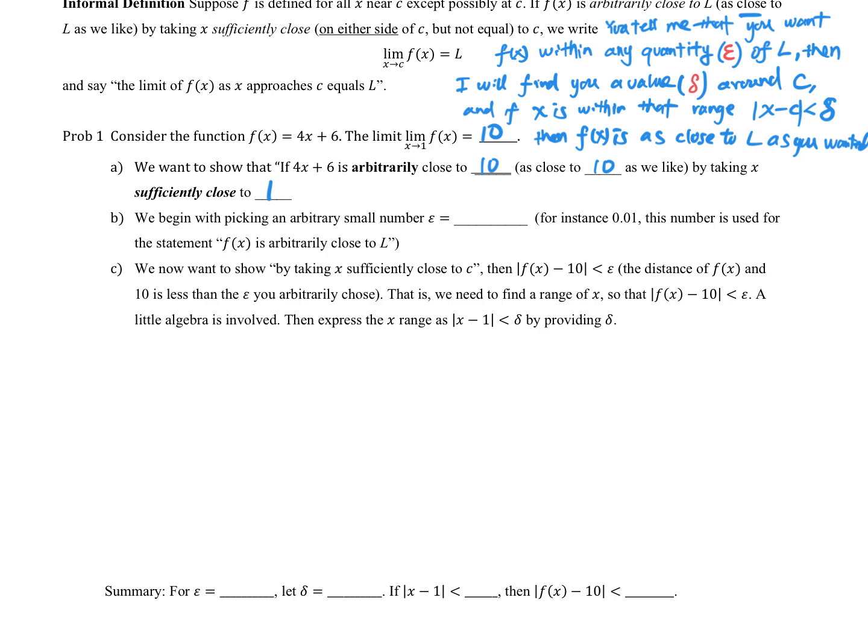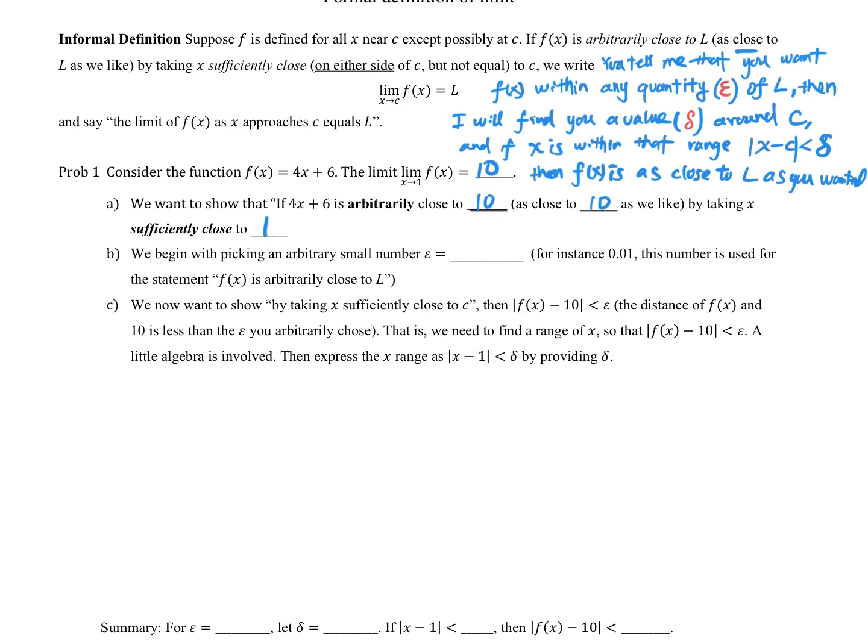Of course, like I said earlier, how this works is you will challenge me by providing a quantity epsilon, and then I'll take your challenge. If I'm able to find a value delta to make that happen, so that when x is within the delta range around c, f of x is within the epsilon range around L, then I do my job.